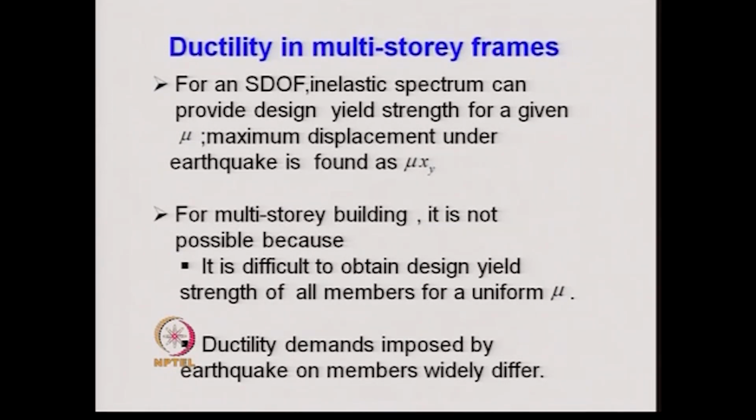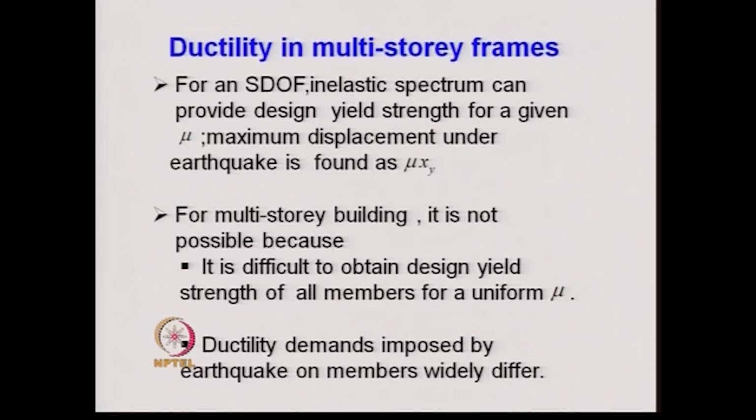then one gets the value of the yield strength, and with that yield strength if we carry out a nonlinear analysis of the system, then we will get the same value of the ductility for which we had obtained the inelastic acceleration spectral ordinate and also the value of the yield strength. So, this is true for a single degree of freedom system.